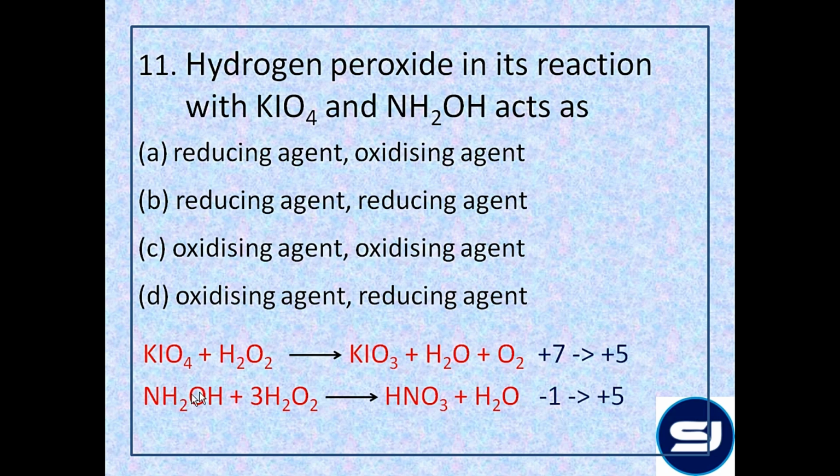Next, hydroxylamine reacts with hydrogen peroxide. Now here, hydroxylamine gets oxidized to nitric acid and peroxide reduces to water. So peroxide undergoing reduction indicates here it behaves as an oxidizing agent. Oxidation state of nitrogen in hydroxylamine, that is -1, changes to +5 in nitric acid. Hence the correct answer is reducing and oxidizing agent respectively. Option A.